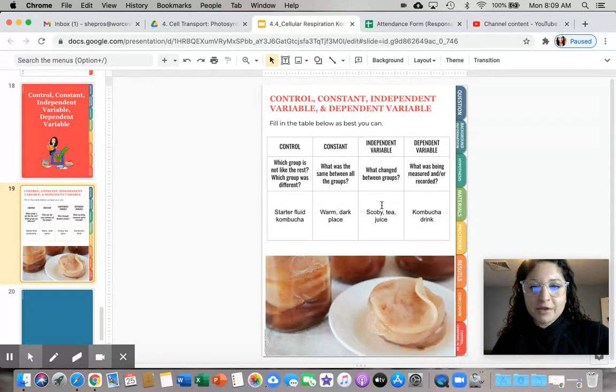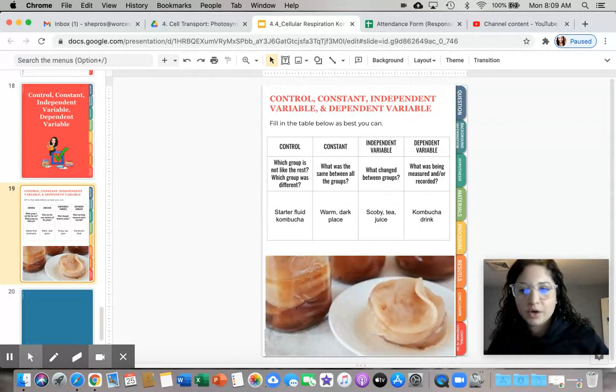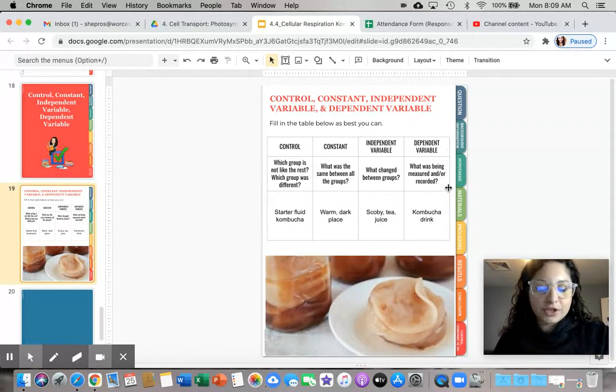The independent variable, so what changed between group to group, and that would be the actual SCOBY itself. You might be changing the type of tea you're using, and you might be using a different type of juice than what I used. And then the dependent variable, what is being measured, what is being recorded, basically what is our final product, and that would be the kombucha drink.